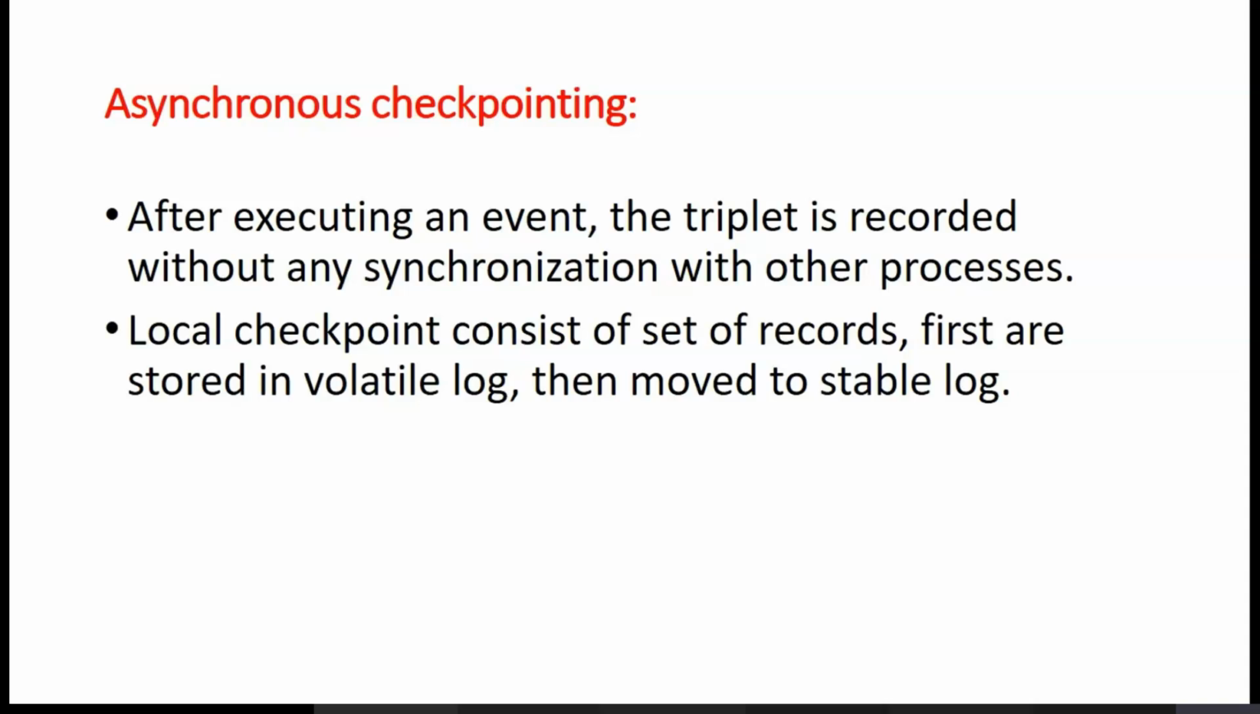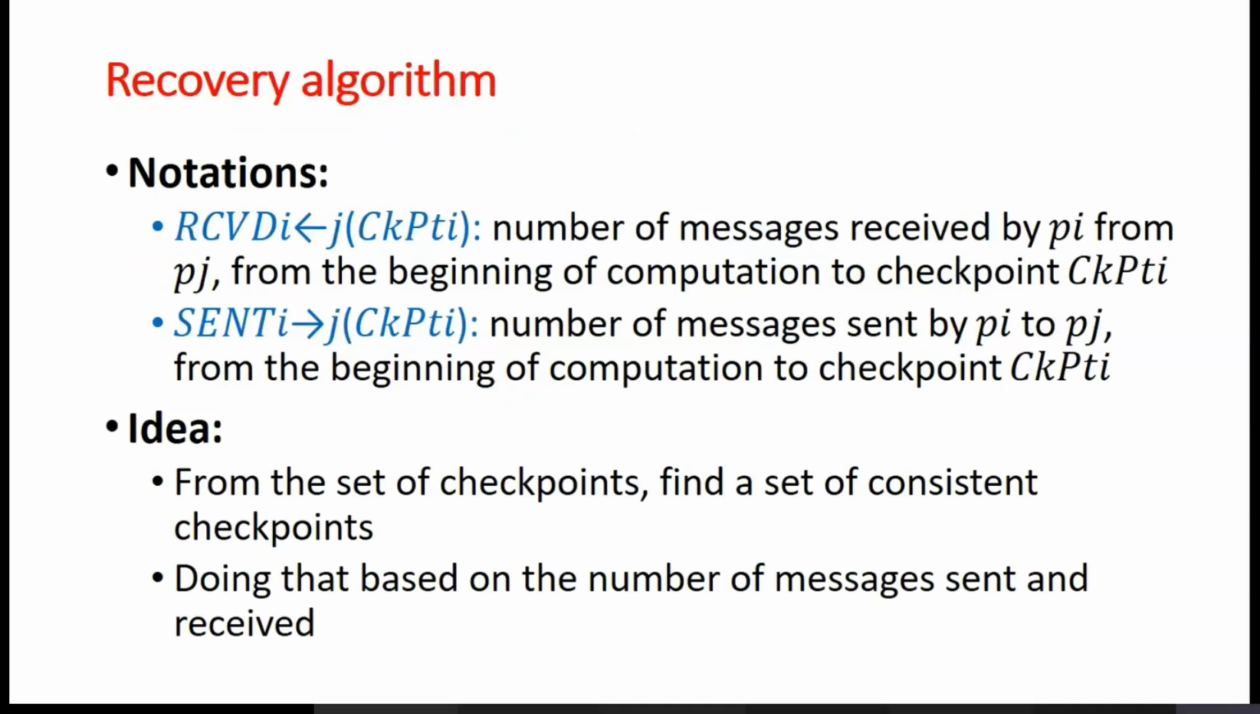After executing an event, the triplet is recorded without any synchronization with other processes. That means a process, whenever necessary or otherwise arbitrarily, may log the triplet. And a local checkpoint consists of a set of records, first stored in the volatile log, then moved to stable storage.